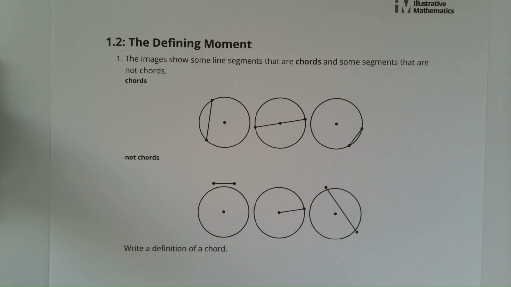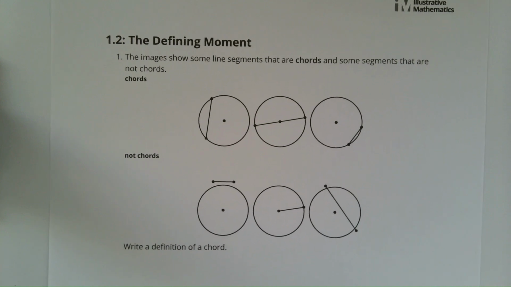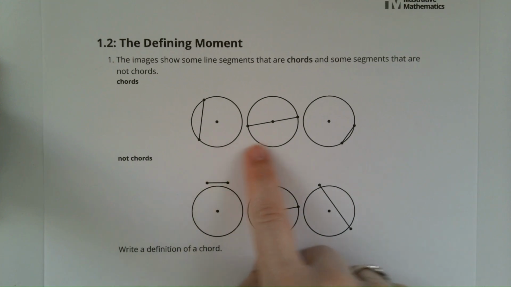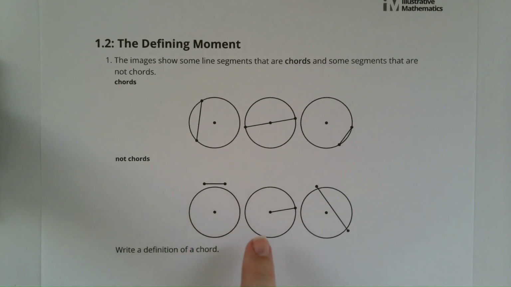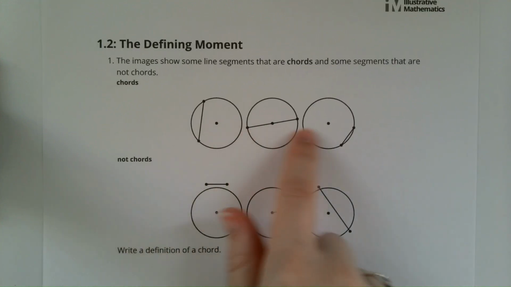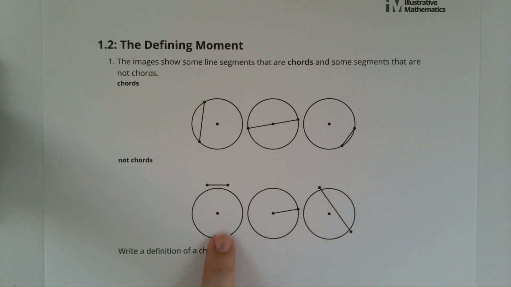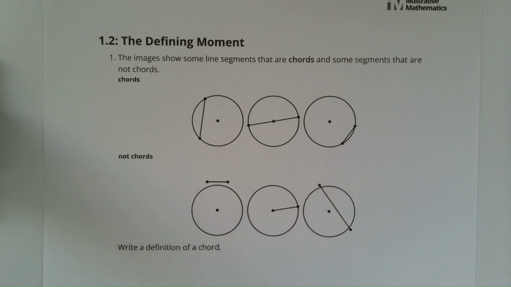So we're going to start with chords. We have some examples of chords up here, and we have some examples that would not be chords down here. So we need to figure out what is a chord. How would we write a definition for a chord based on the fact that we know these are chords and we know these are not chords? If you want to take a second to try to think about that for yourself, you can go ahead and pause the video. I'll go ahead and talk about it.